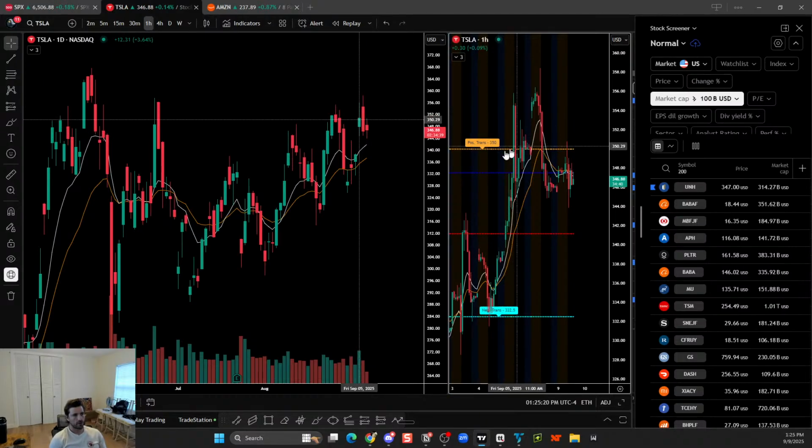Right, and these levels right here, that's just a script we offer. You guys can just create a TradingView indicator and just copy and paste that. Pretty easy.